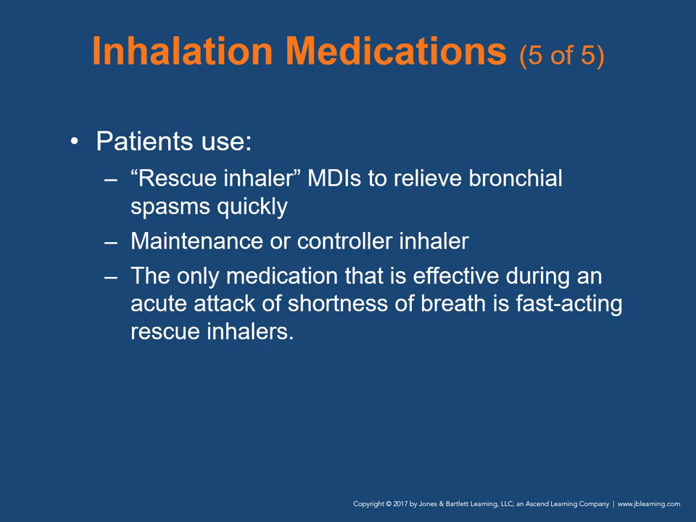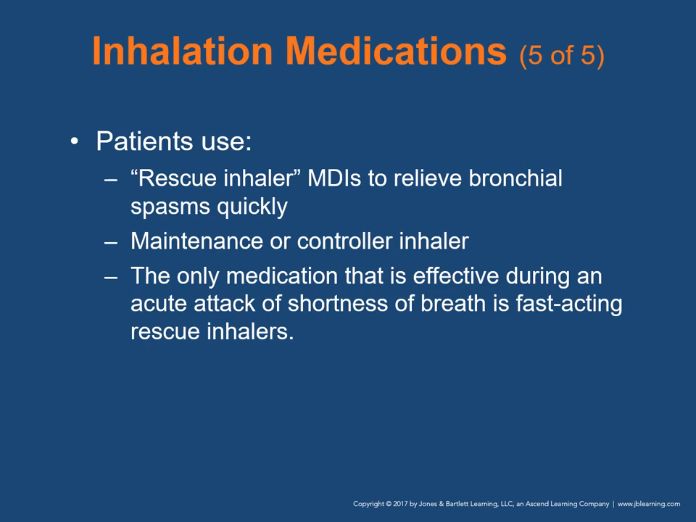Some patients use so-called rescue inhaler MDIs to relieve bronchial spasms quickly. Some examples are Primatene Mist, Bronitin Mist, Bronkaid Mist. These are cousins of epinephrine that produce fewer side effects. They act more specifically than epinephrine on the bronchi of the lungs, causing dilation with lesser effect on the heart. Some examples are metaproterenol, which is Alupent or Metaprel, albuterol, which is Proventil or Ventolin.